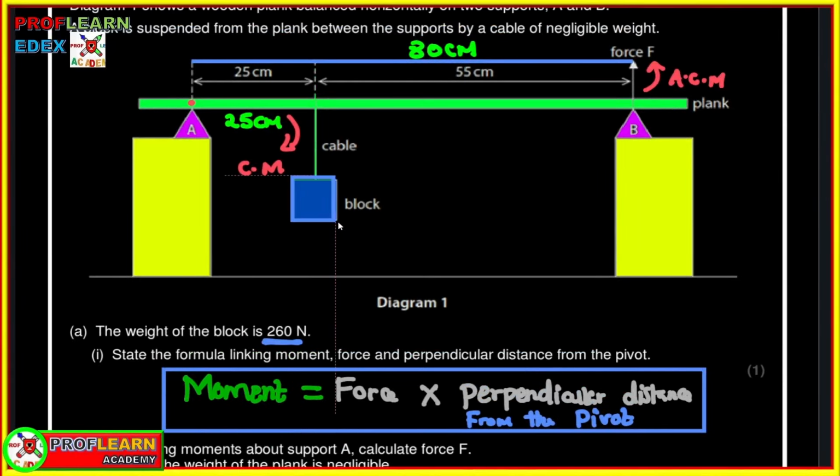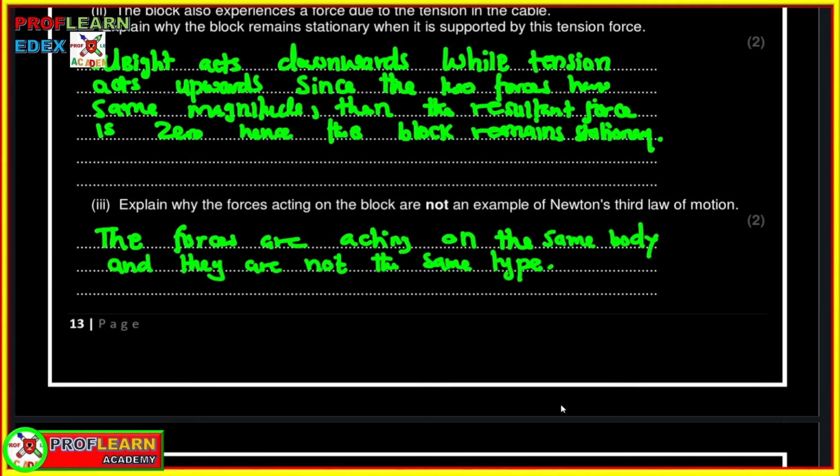Remember, Newton's third law of motion states that for every action force, there is an equal and opposite reaction. So we are going to state that the forces are acting on the same body and they are not of the same type.